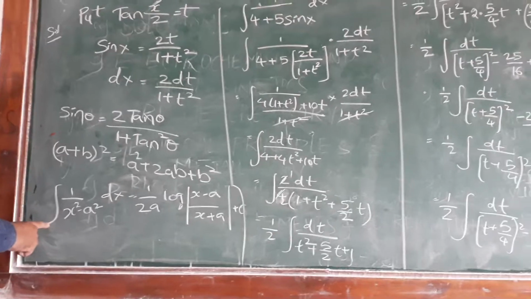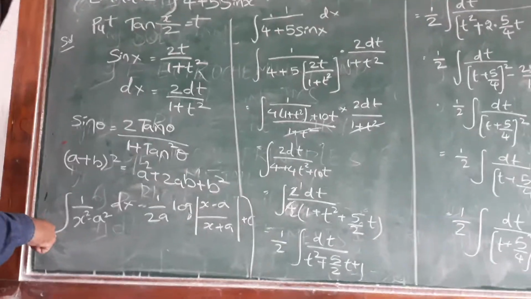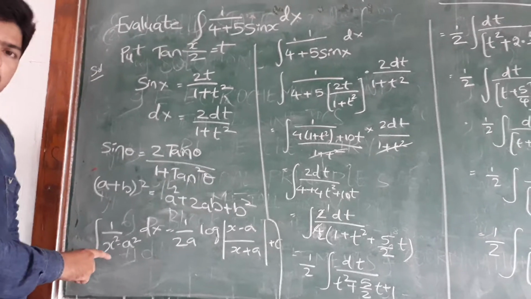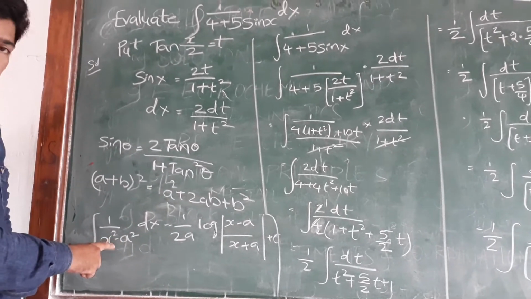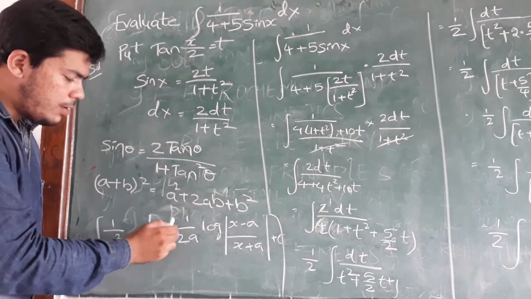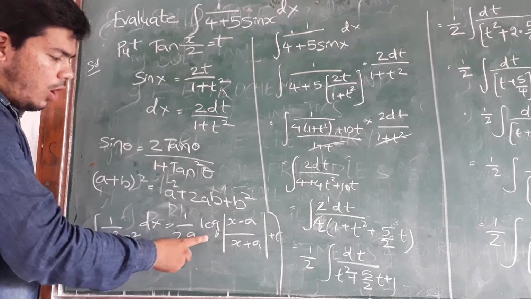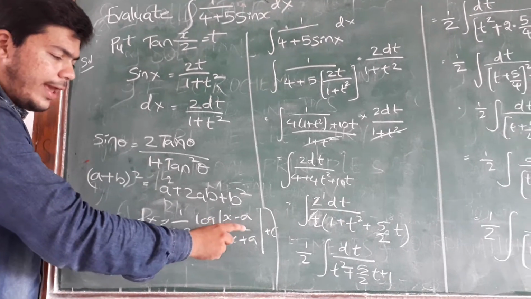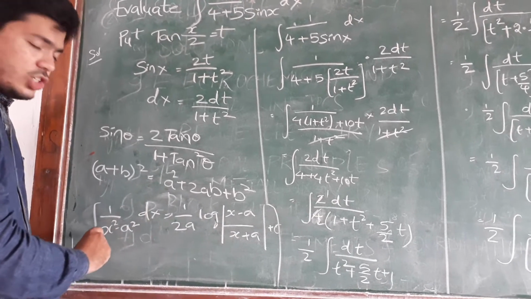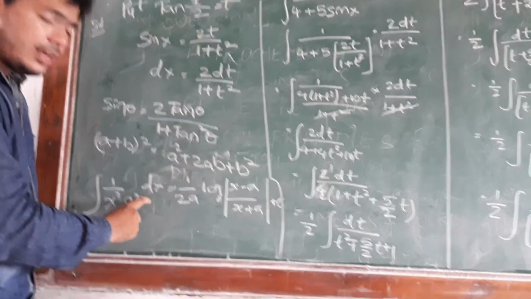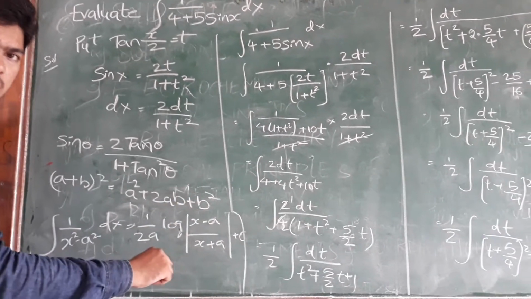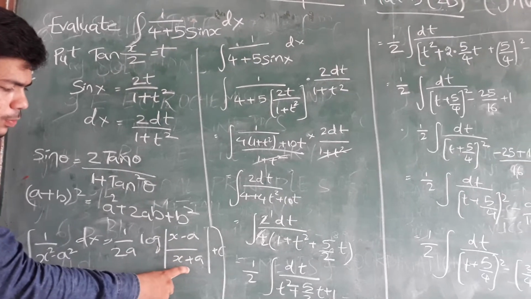And the third formula which we will use in integration is integration of 1 by x square minus a square dx, which is equal to 1 by 2a log of x minus a by x plus a. Mod means every time the value will get positive. Plus c.